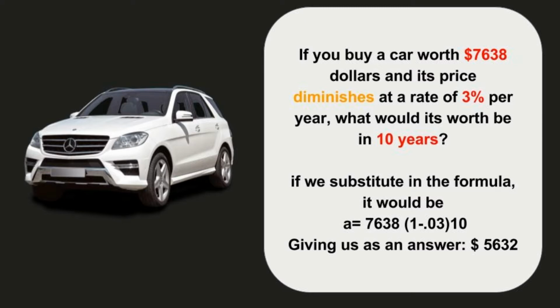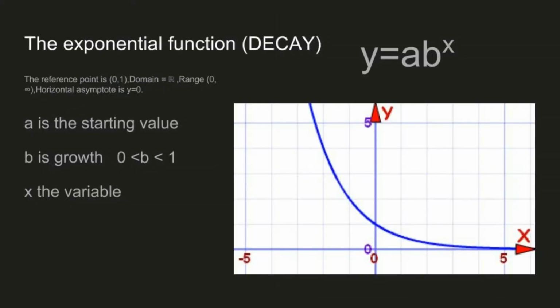For example, if you buy a car worth $7,638 and its price diminishes at a rate of 3% per year, what will its worth be in 10 years? If we substitute in the formula, it will be A equals 7,638 times 1 minus 0.03 raised to 10, giving us an answer of $5,632. Basically, what we did was subtract the rate of change rather than adding it.